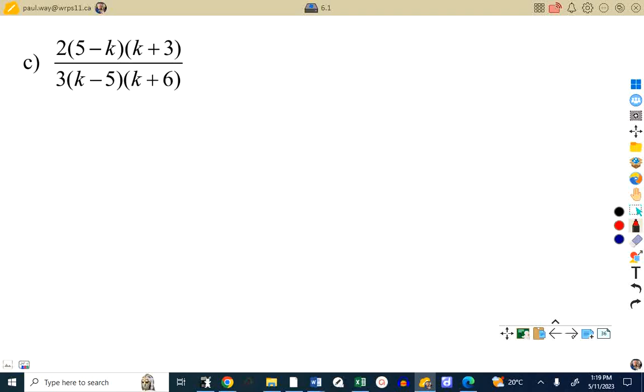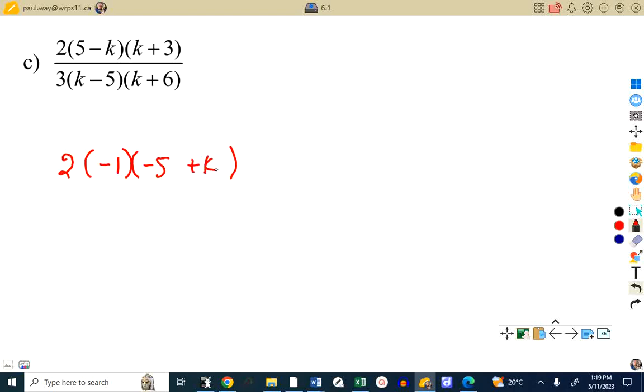Do you notice that that 5 minus k seems backwards to you? We don't often see factors like that. We usually see k minus 5. Well, if I take 5 minus k and I factor negative 1 out of the 5 minus k, the negative 1 taken out of positive 5 gives me negative 5. And the negative 1 taken out of negative k gives me positive k.